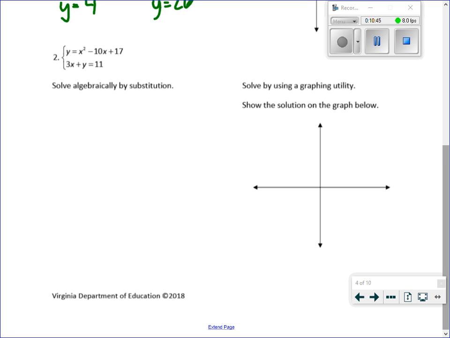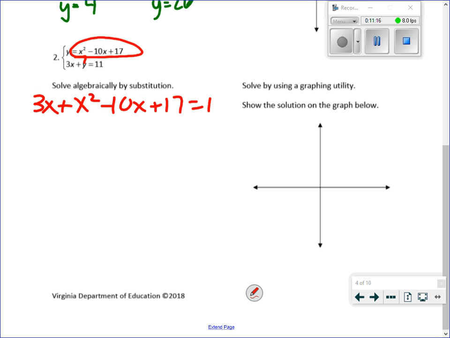Think about what you want. You want all of the same variables. I want to have all x's or all y's, but in this case, if I have an x squared and an x, I want to get it all in terms of those x's. So my first equation is already in the y equals. That's good to go. That means I can just plug this right into that y in the second equation. So we would have 3x plus x squared minus 10x plus 17 is equal to 11.